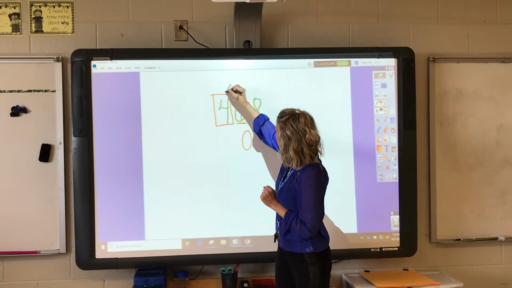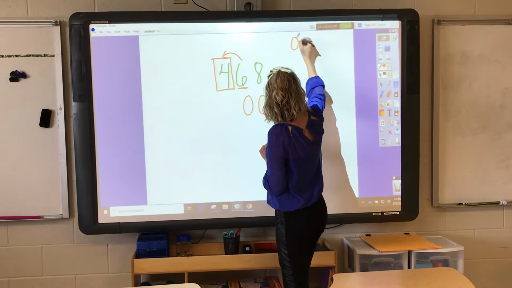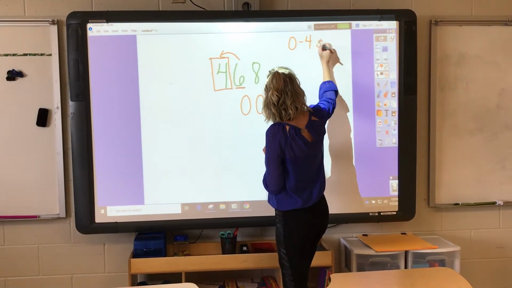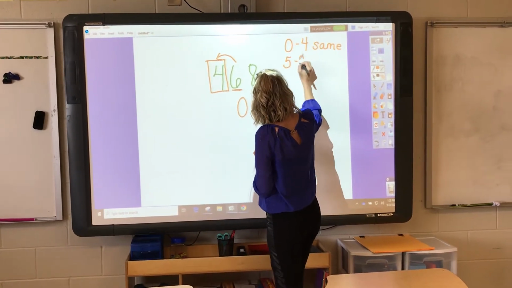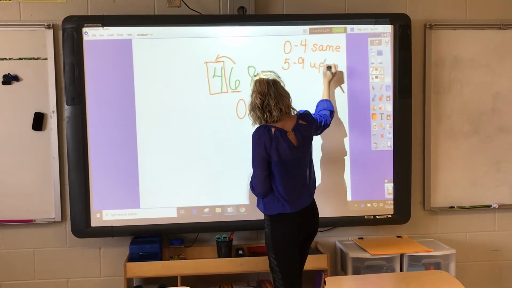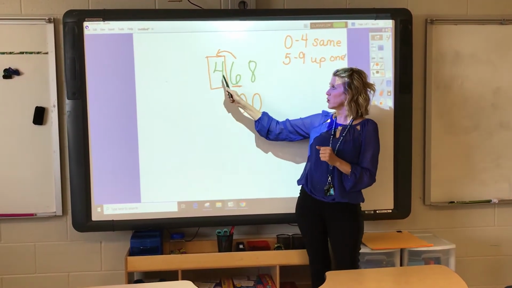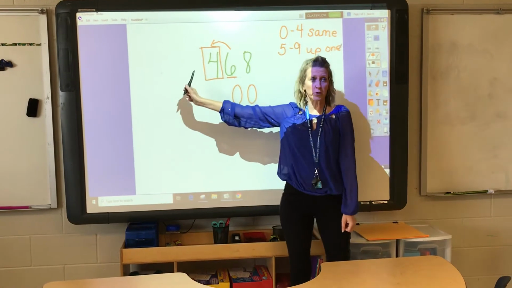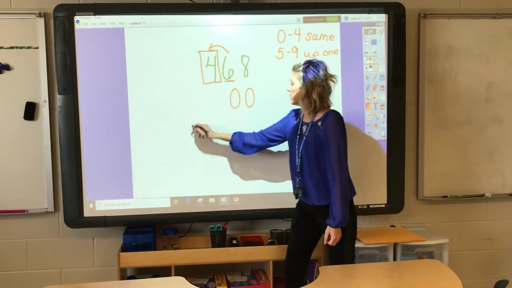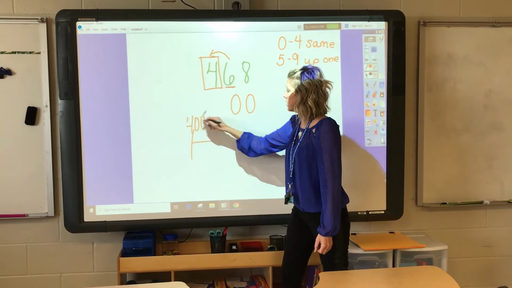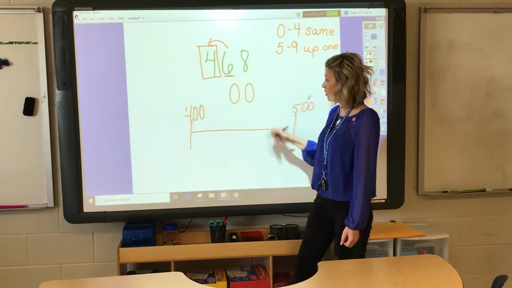So if I look at the 6, this 6 is telling this 4 something. Remember our rules. If it's from 0 to 4, it stays the same. If it's from 5 to 9, it goes up 1. Okay? Now remember, we're thinking, what 100 is this closest to? Is it closest to 400 or is it closer to 500 on a number line? So if we had a number line with 400 or 500, where would this number fall? Would it fall over here or would it fall closer here?